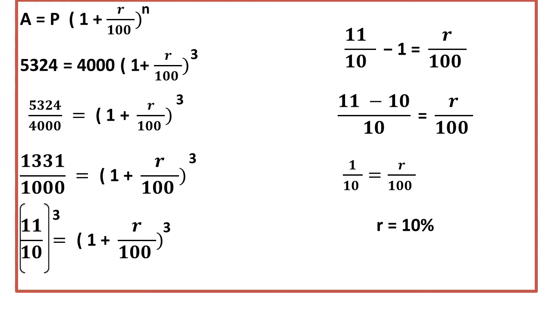In the further step, it results as 11 by 10 minus 1 is equal to R by 100. Plus 1 is shifted from left hand side to the right hand side. After taking out the LCM, it results as 1 by 10 is equal to R by 100. Therefore, the value of R, the rate of interest is 10%.